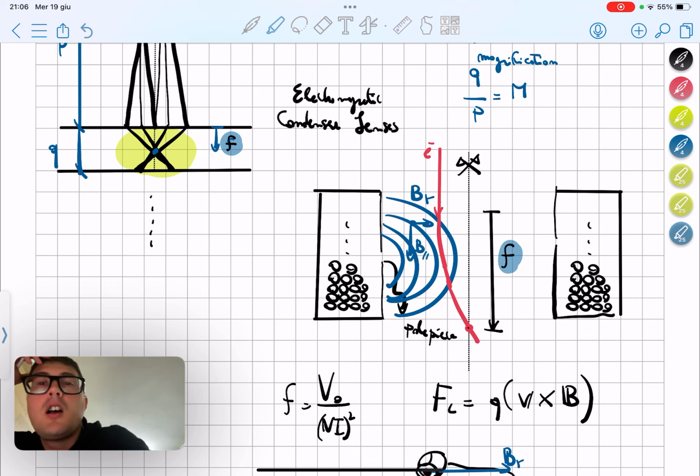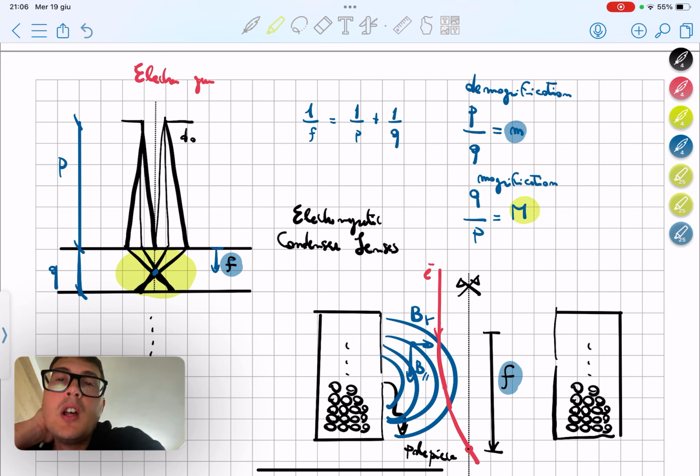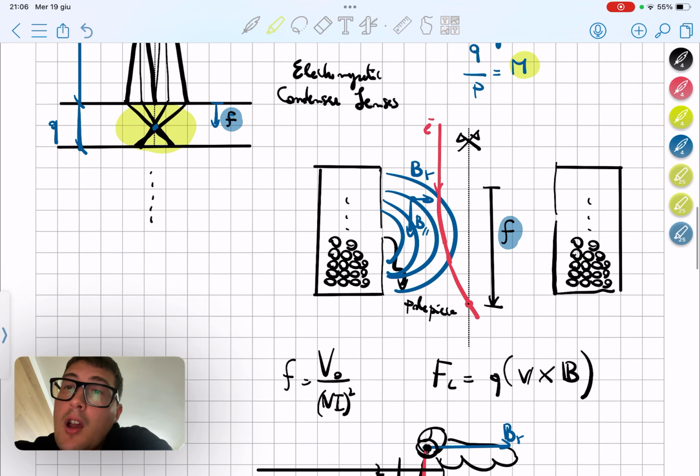This one. Okay, so let's move on. We have introduced the magnification, and both are important. They are related, as in optical lenses, to the distance between the source and the lens itself and the depth of the lens.